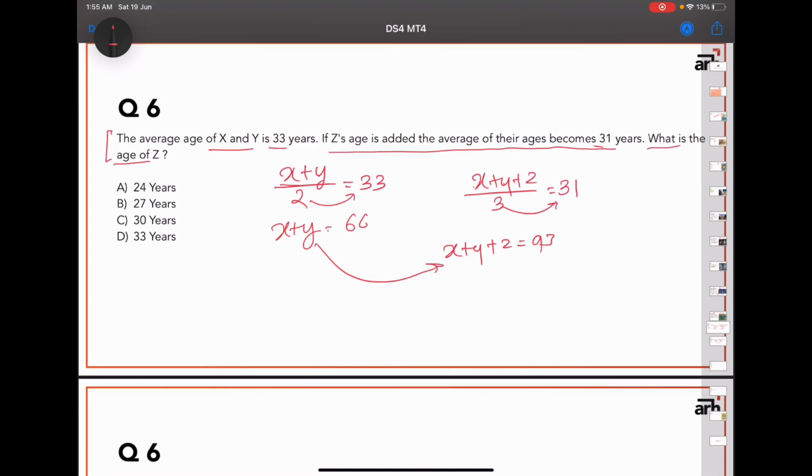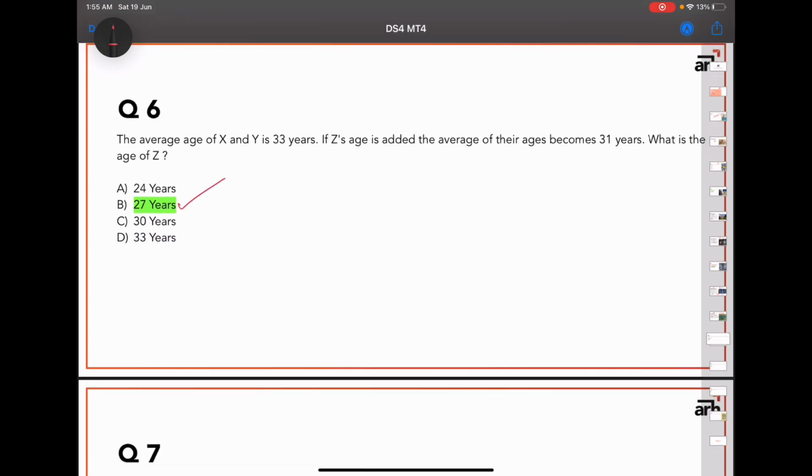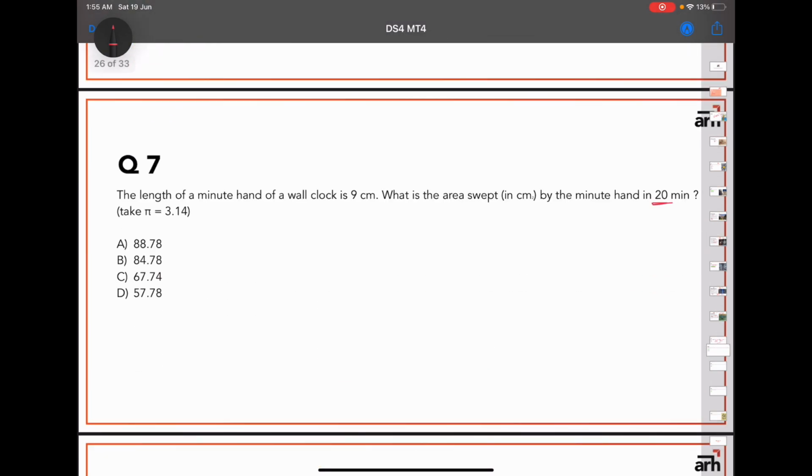I think you get the answer to be yes, 27. So this is the right answer. That will be the age of Z. It's a very simple question, nothing much to explain. Then this is also a very interesting question. The length of the minute hand of a wall clock is 9 centimeter. What is the area swept in centimeter by minute hand in 20 minutes?